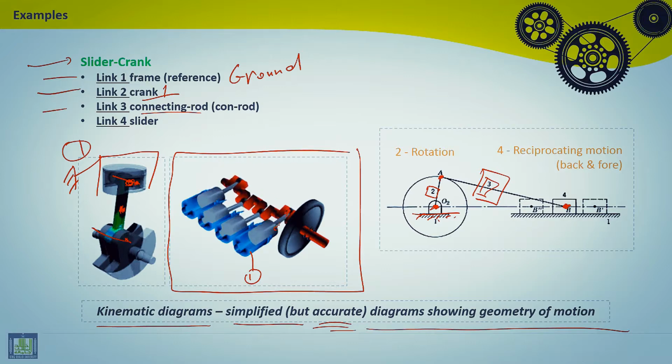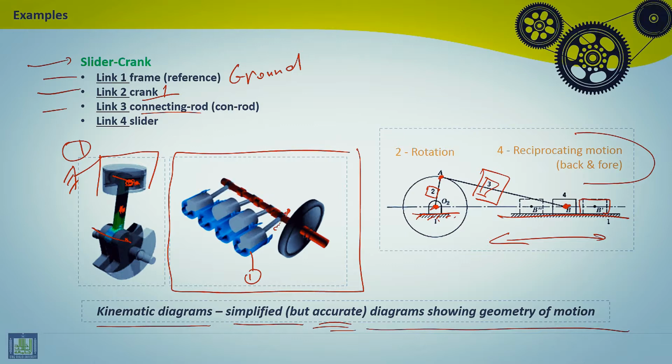Okay, and the piston has with the ground, with the cylinder, a sliding motion. Okay, sliding motion. It makes a reciprocating motion back and forth. But the crank makes a rotation.